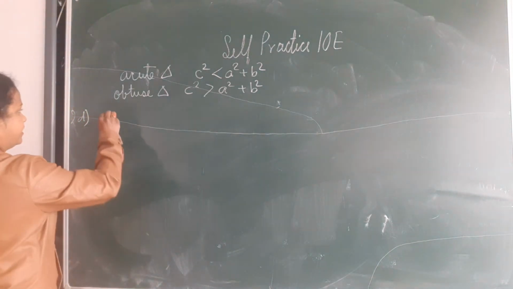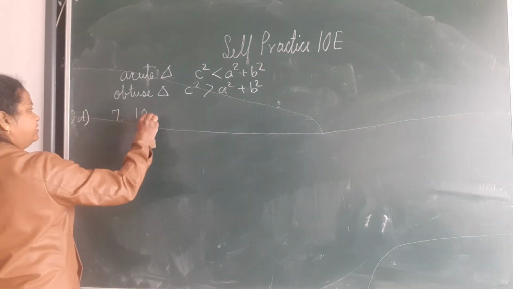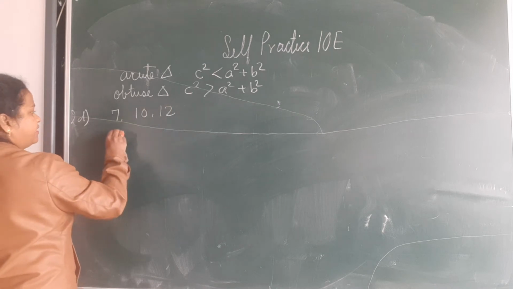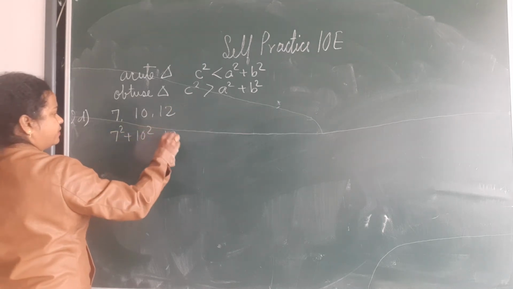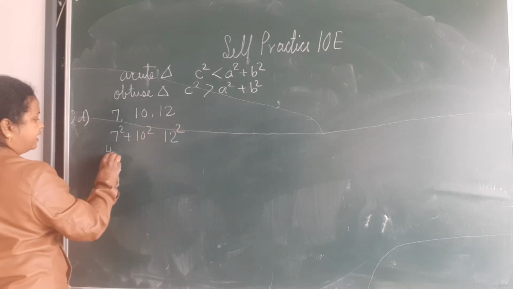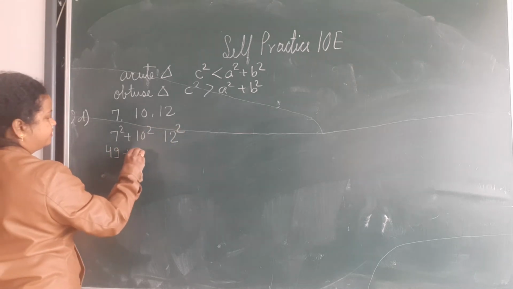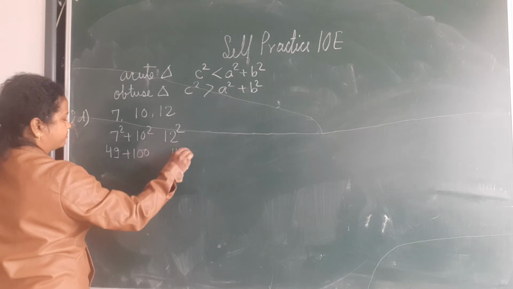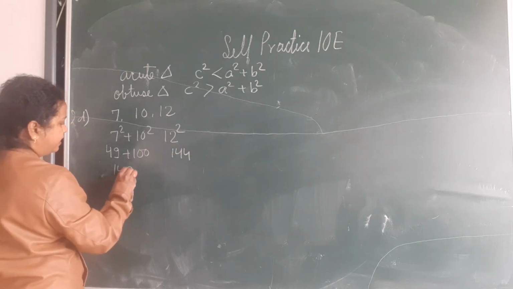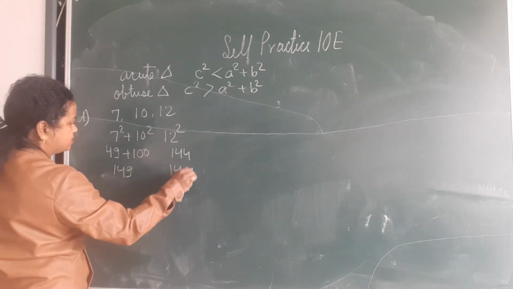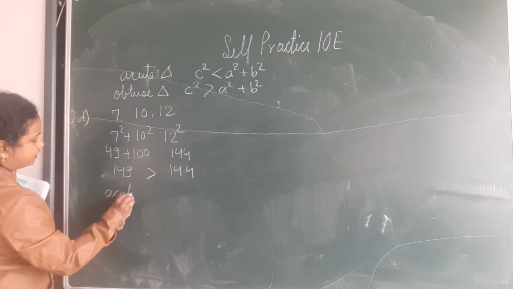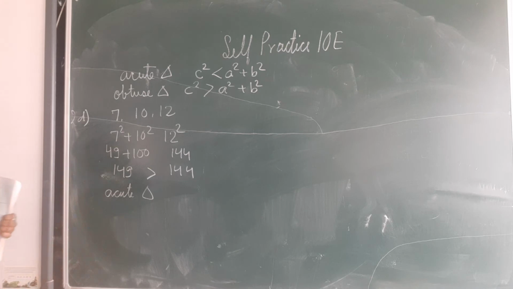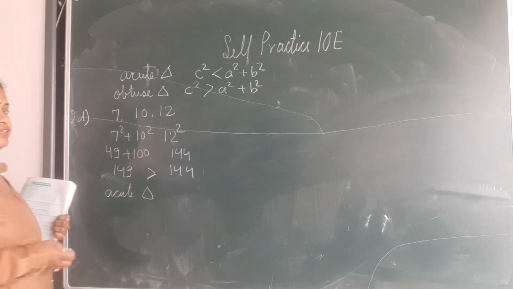7, 10 and 12. 7 square plus 10 square, and 12 square. 49 plus 100 is 149, and 144. So which is greater? This one. It is an acute triangle.